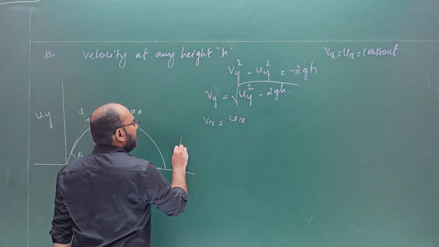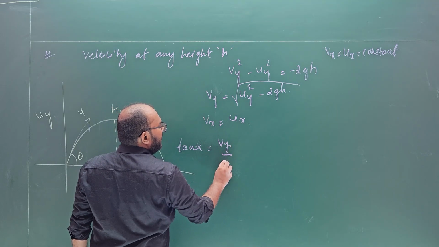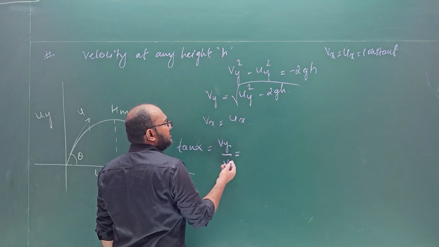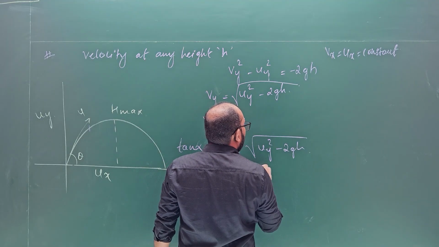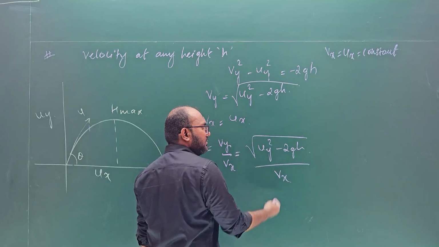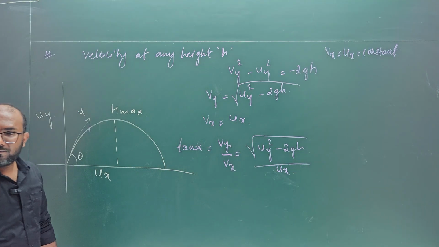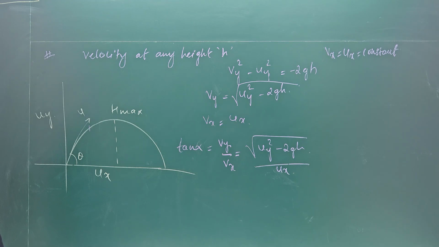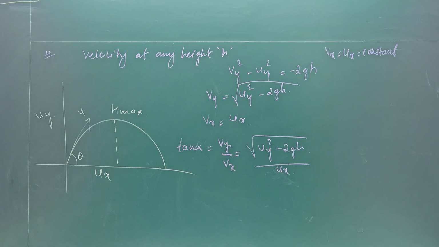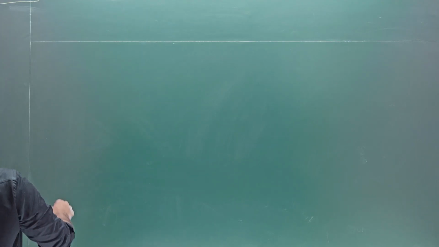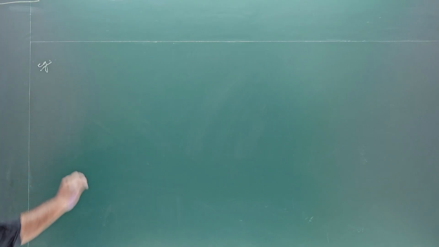If someone asks you tan alpha, it can be written as Vy upon Vx, and over here Vy is nothing but under the root of Uy square minus 2gh, upon Vx, that is your Ux. Yes or no? Shall we do an example now? Okay, write down. Example on velocity at any height h.